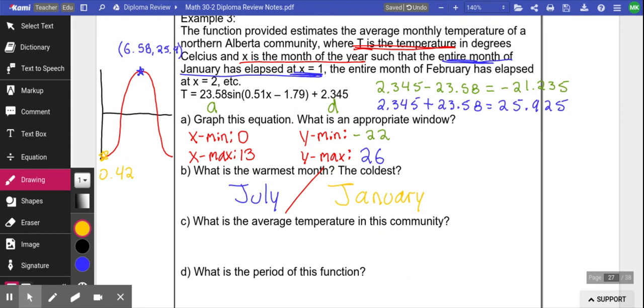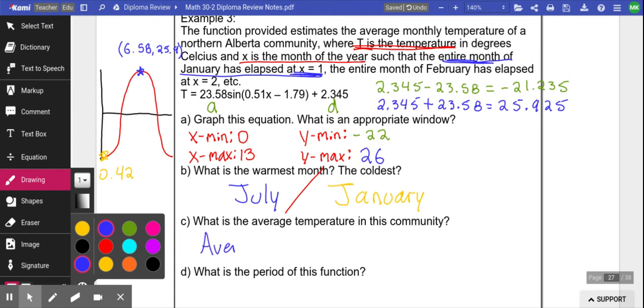Awesome. That's interpreting a sinusoidal graph. Part C, what is the average temperature of this community? That's one of those questions where you just need to realize average equals your midline, which equals your D value, which is 2.345.